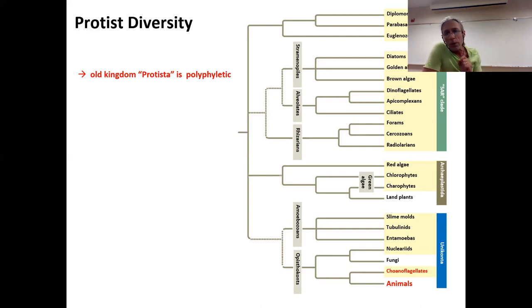But notice there's the fungi up there too, and they're not a protozoan. They're in another kingdom again. The choanoflagellates, right below the fungi, above the animals. Now, they are protozoans. They're considered Unikonta protozoans. I'm going to show you a picture of them in a second. Then I'm going to wow you.